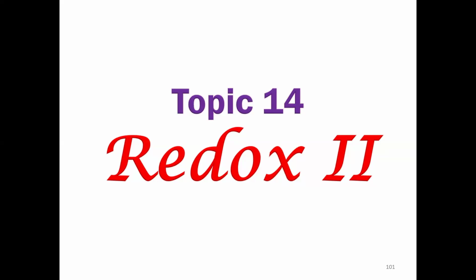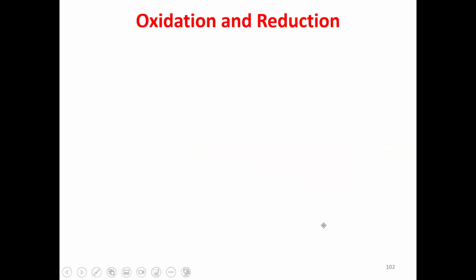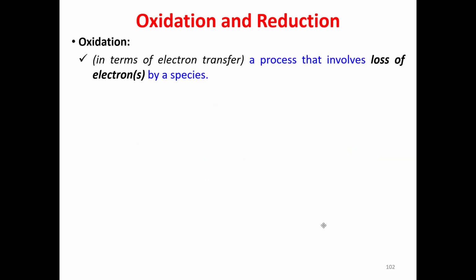This is electrode potential, and this is the title topic. I'm starting with oxidation and reduction. What is oxidation? It is in terms of electrons. It is the process that involves the loss of electrons.